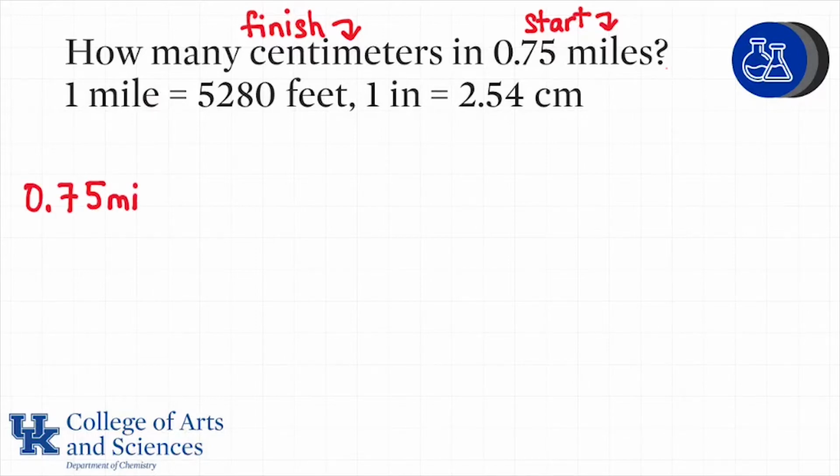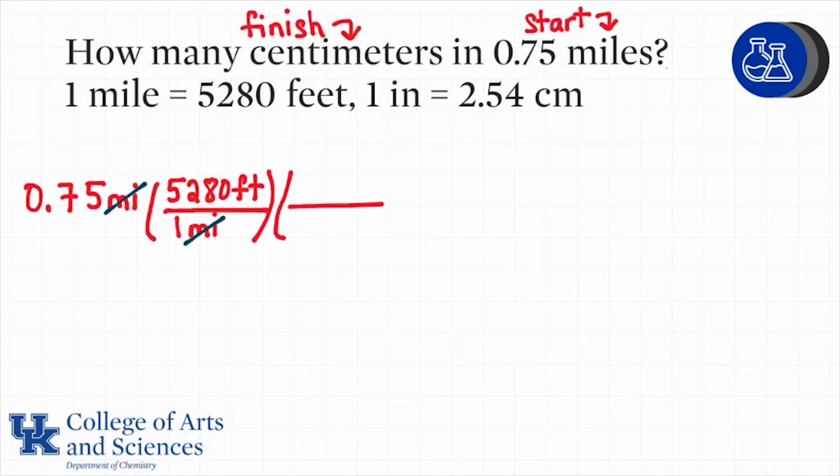I start the setup with 0.75 miles. Put in my parentheses, and then I put the mile on the bottom. So 1 mile equals 5,280 feet. I can cancel out miles. Now the units in the numerator are feet. I'll put feet in the denominator and 12 inches in the numerator. Feet cancel out, and I'm left with units of inches.